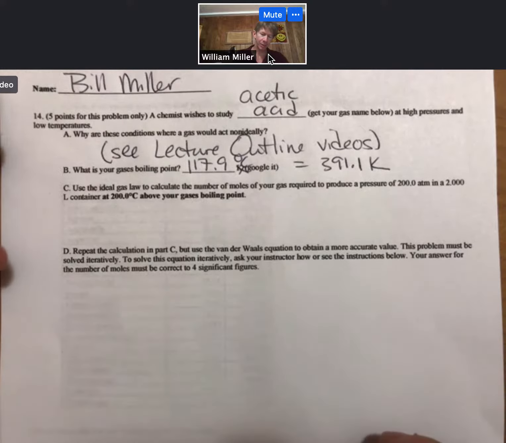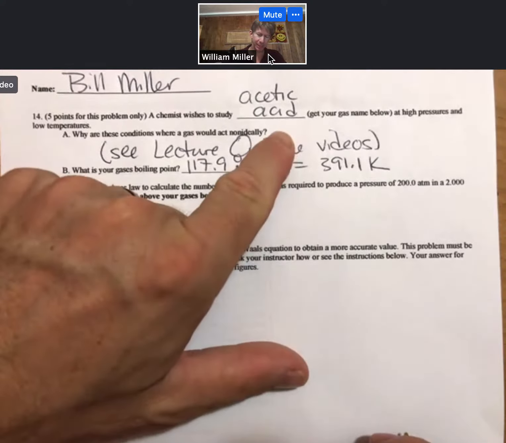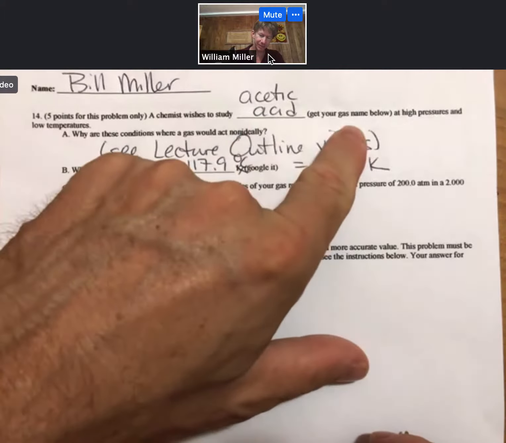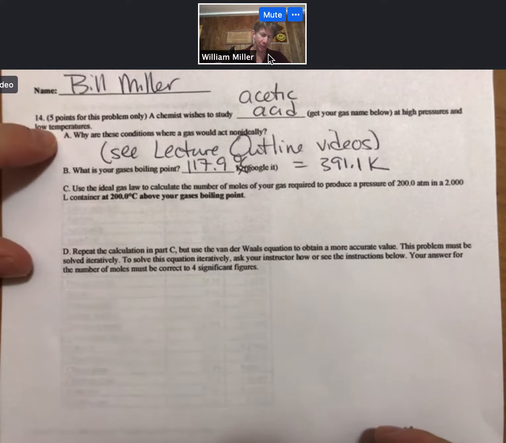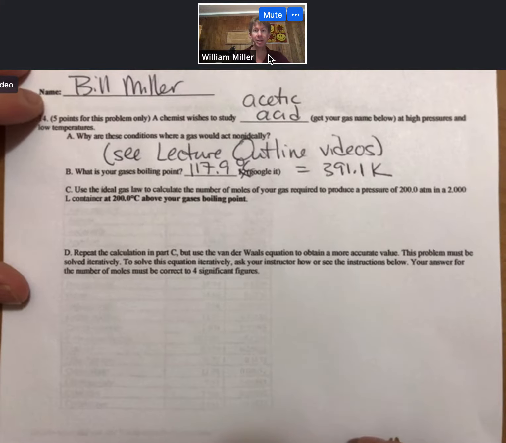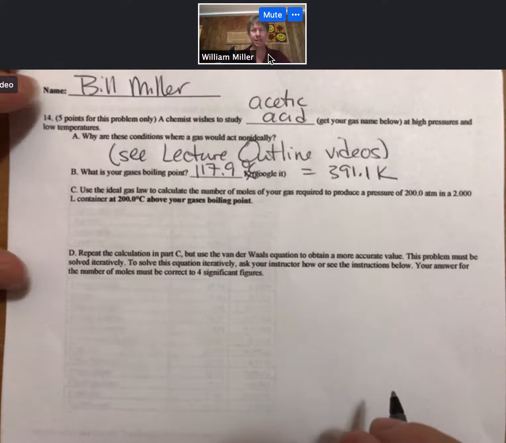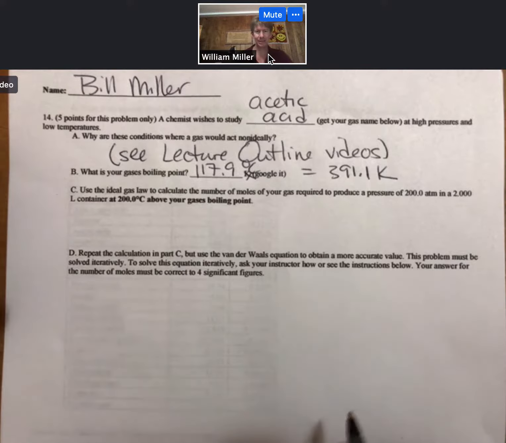This is a demonstration of how to solve the van der Waals equation for real gases iteratively to find out the moles of gas under non-ideal or real conditions. For this particular problem, a chemist wishes to study acetic acid, that's the gas that I've been given, at high pressures and low temperatures. Why are these conditions where a gas would act non-ideally? Well, see the lecture outline videos, and I will explore why that is.